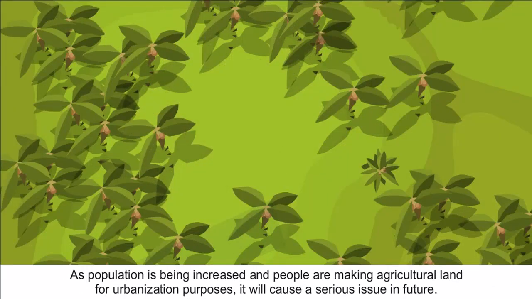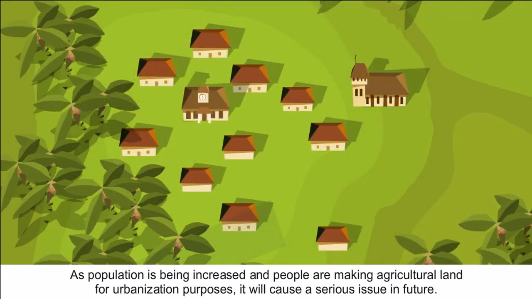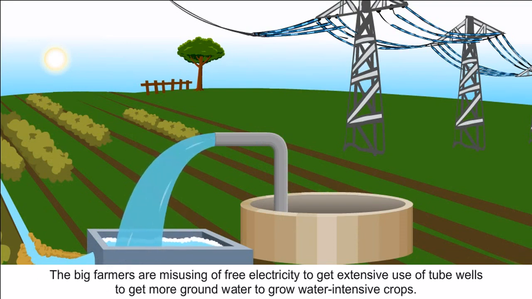As population is being increased and people are making agricultural land for urbanization purposes, it will cause a serious issue in future. The big farmers are misusing free electricity to get extensive use of tube wells to get more groundwater to grow water-intensive crops.